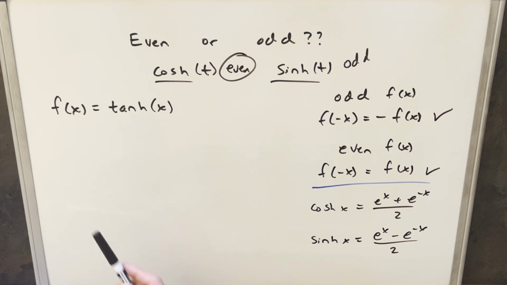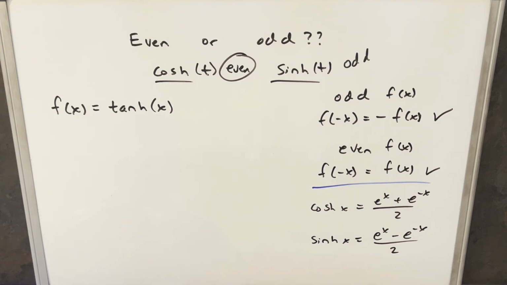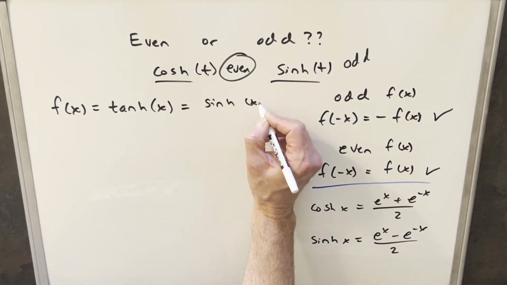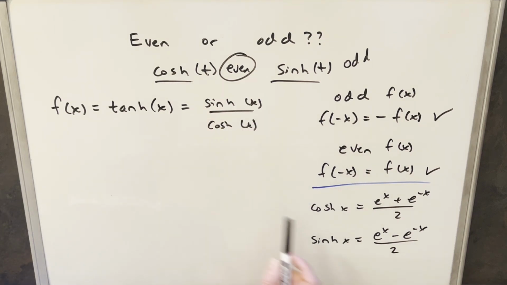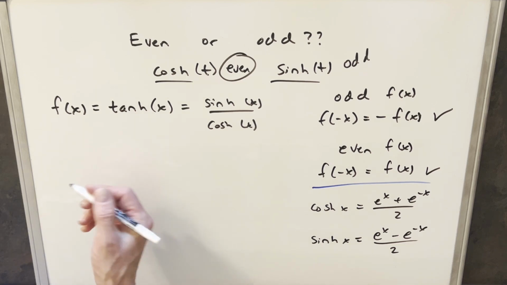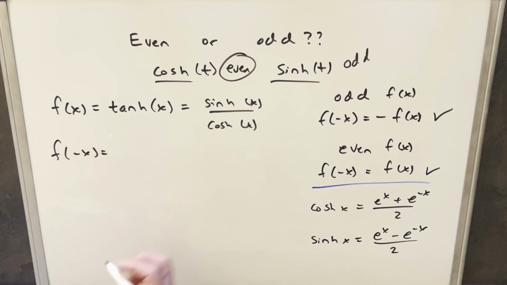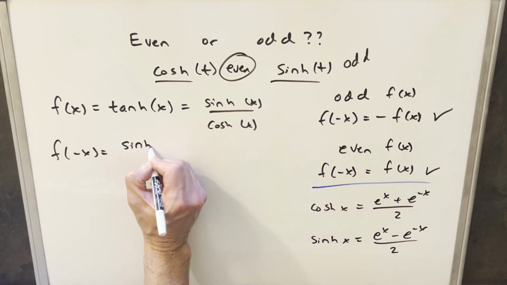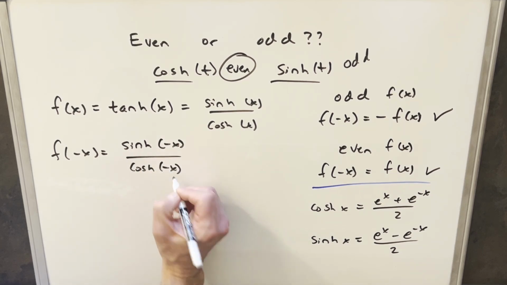So one last thing before we end this, what if our f of x is tanh of x? Is tanh of x even or odd? Well, we can rewrite tanh as sinh of x over cosh of x. And since we've already done some of this work, I don't think we need to go all the way back to the definitions here. We can just do this from what we have. So we'll look at our f of minus x the same way we did for the others, and plug in here. So we can look at this as sinh minus x over cosh minus x.